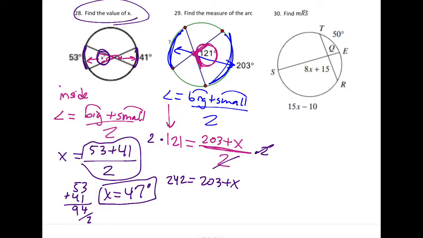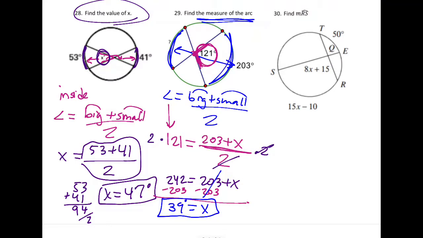So now your last step is to subtract 203 from both sides. And we get that x is equal to 39, and that is an arc measure, so that is a degree, and we just found the measure of the arc.